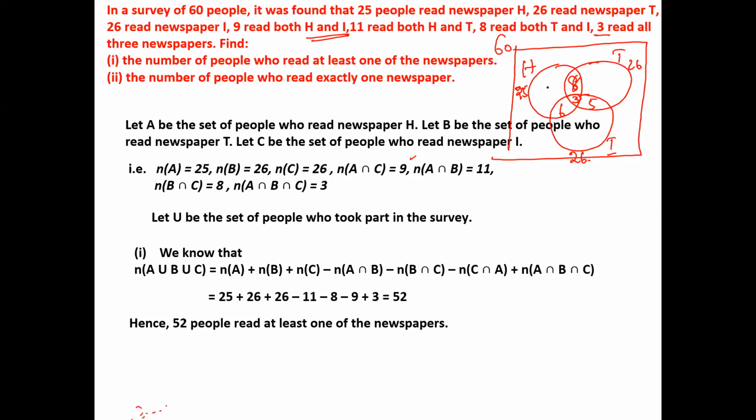Now, how many read only Hindi? 8 plus 3, 11 plus 6, 17, 25 minus 17. This is 8. This number of people read only Hindi. 8, 11, 16, 25 minus 16 is 9. This number of people read only T newspaper. 6 plus 3, 9 plus 5, 14. 26 minus 14 is 12. So how many read exactly one newspaper? 8 plus 9 plus 12. So that is the calculation.